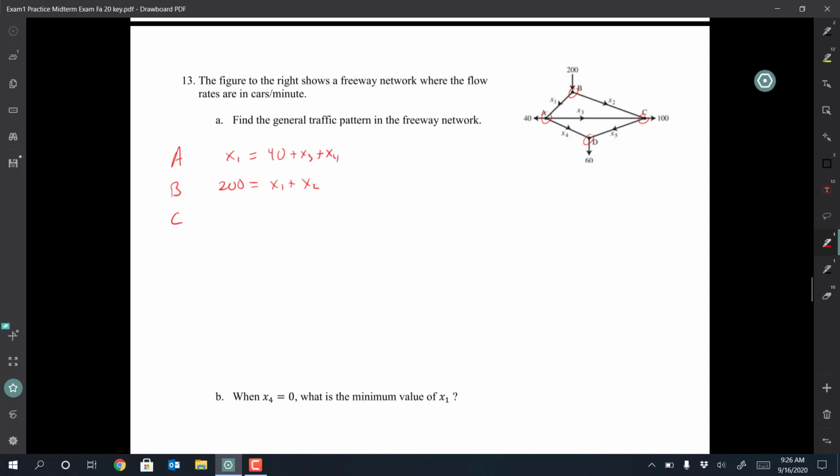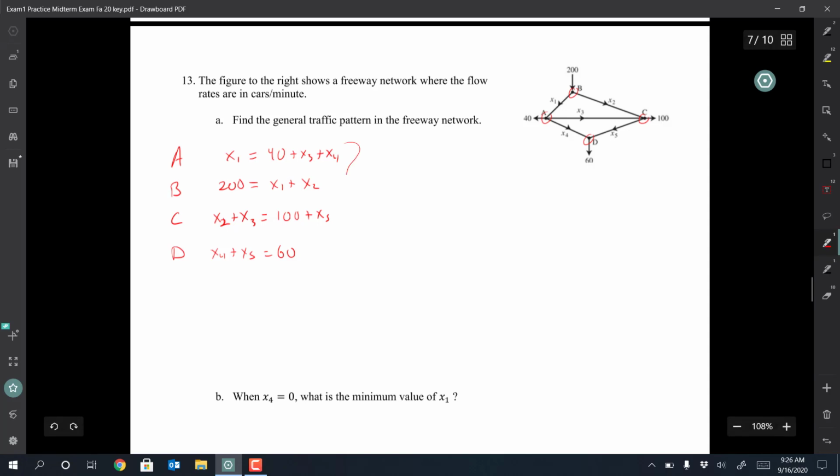At node C, I have x3 and x2 coming in, so x2 plus x3 coming in. And it looks like outgoing I have 100 and x5. So outgoing is 100 plus x5. Last node is node D. And at node D I have x4 and x5 incoming. And it looks like outgoing is just 60. Right, so by writing the equations related to each node, I am generating a system of linear equations.